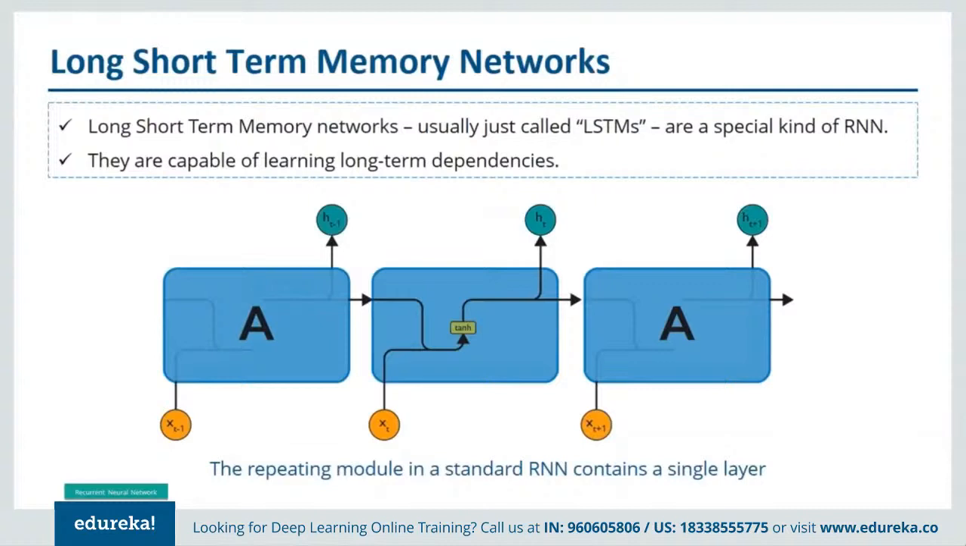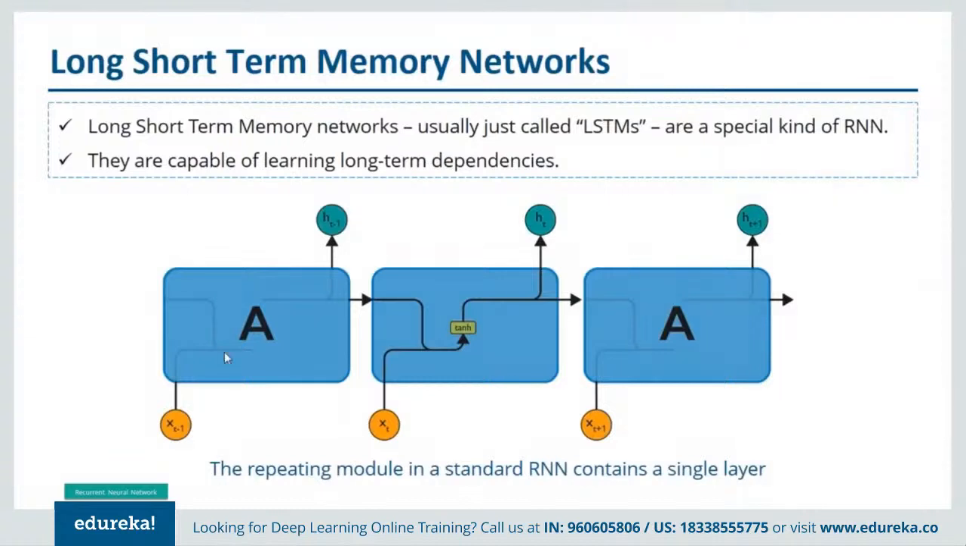Now LSTMs also have a chain-like structure like recurrent neural networks. All recurrent neural networks have the form of a chain of repeating modules of neural networks. In standard RNNs, the repeating module will have a very simple structure, such as a single tanh layer that you can see. This tanh layer is nothing but a squashing function. What I mean by squashing function is that it converts my values to between -1 and 1. That's why we use tanh. And this is an example of an RNN.